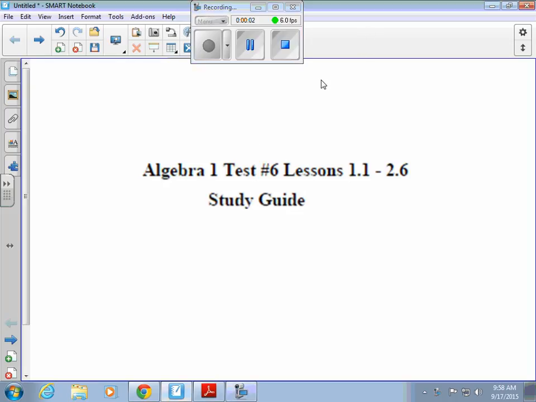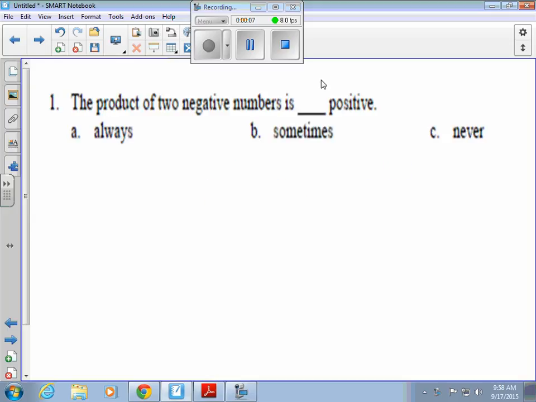This is Algebra 1, test number 6. Got through lesson 2.6 of Distributive Properties Study Guide. Number 1, notice a lot of these questions are the ones that keep popping up every week. We got to master these before we can move on.